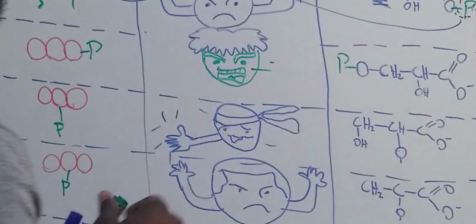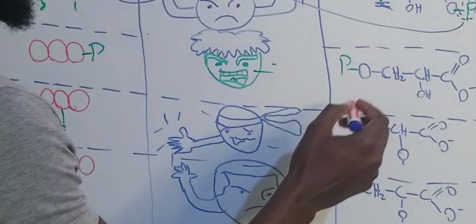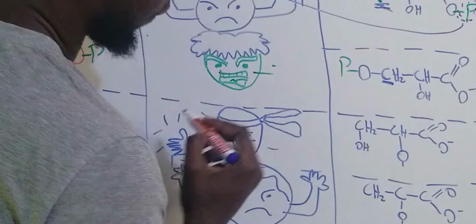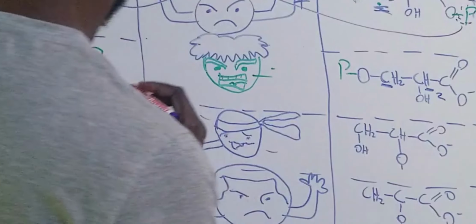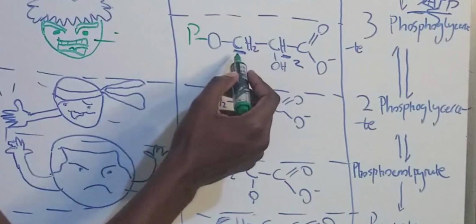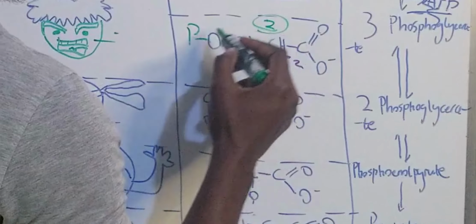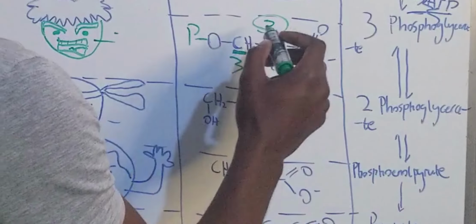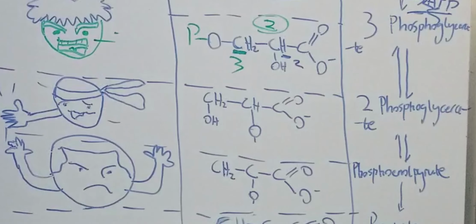So this means that this phosphate here will move from this position of carbon number 3 onto this position of carbon number 2. Again, this phosphate will move from position number 3 to position number 2 on the 3-phosphoglycerate. So it's going to look like this.